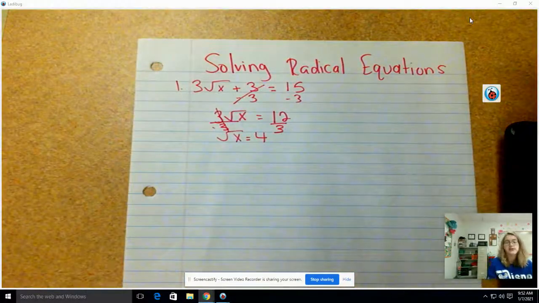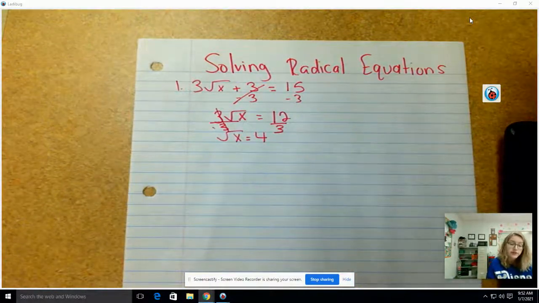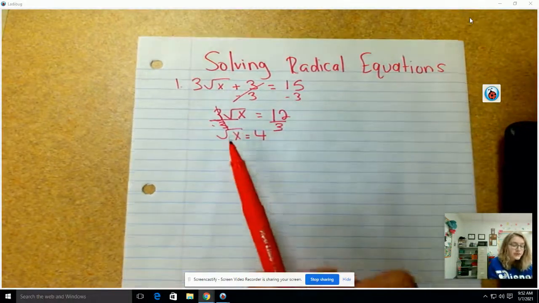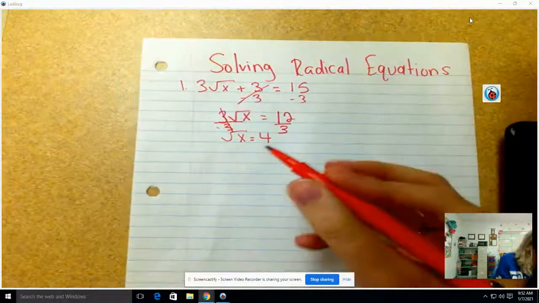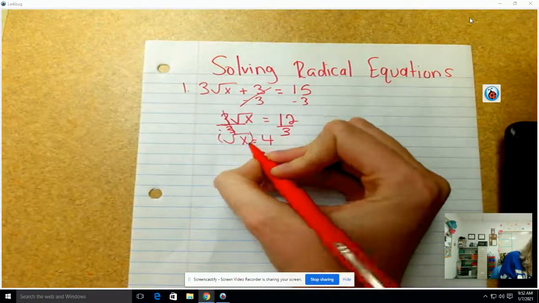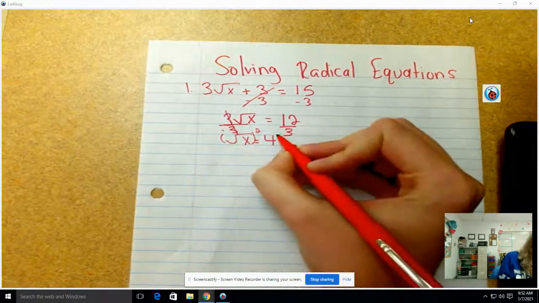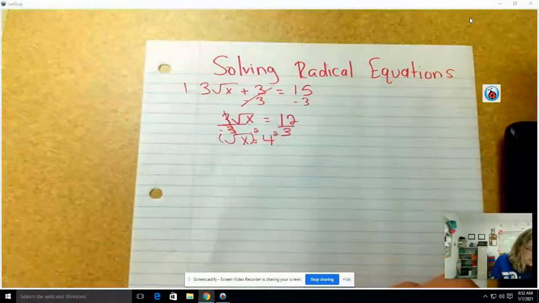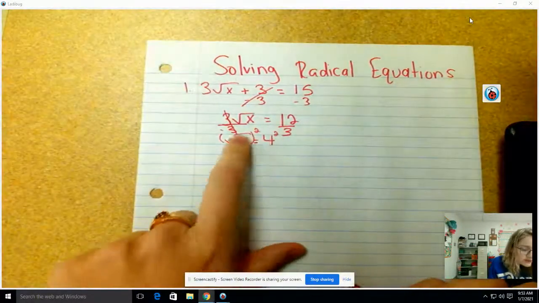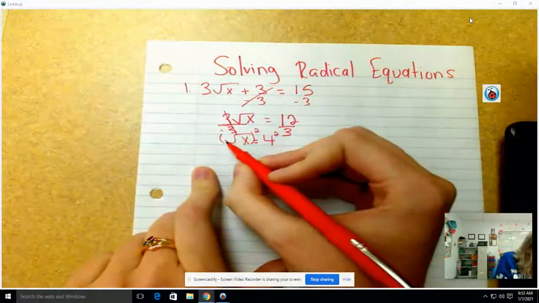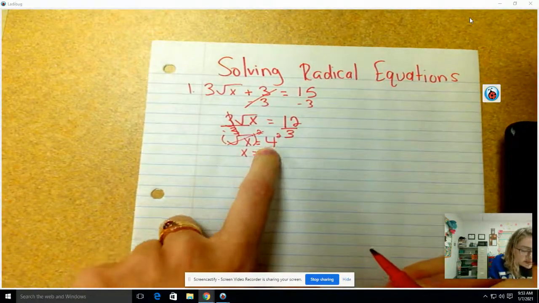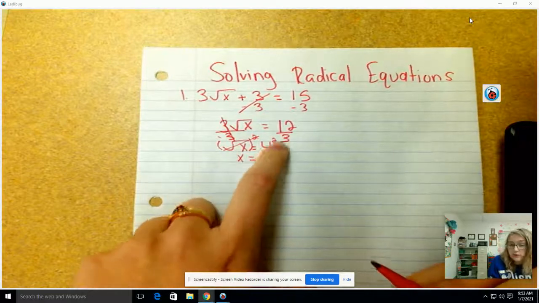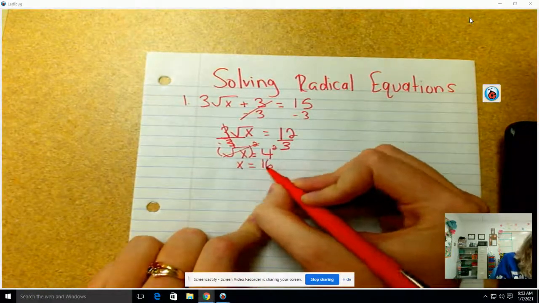So this is the part where it might look a little bit different. In order to get x by itself, if it's in a radical, you're going to have to square both sides if our index is 2. When you square a square root, those are going to cancel out. You're going to be left with x. And then you're going to square 4, or whatever's on this side. 4 squared is going to give us 16.